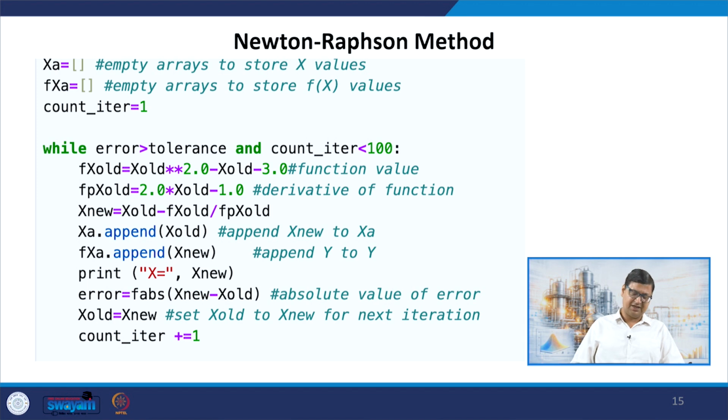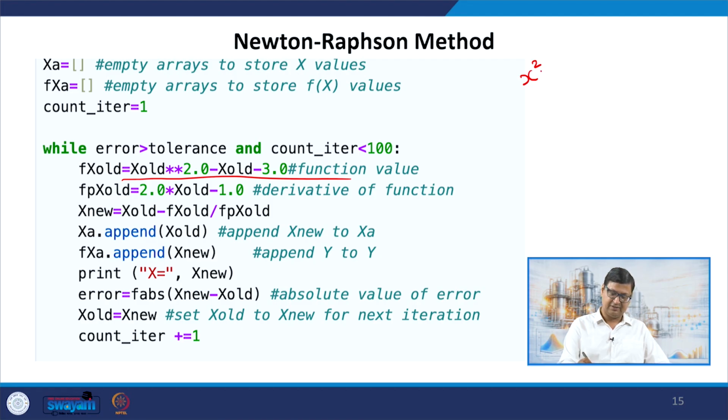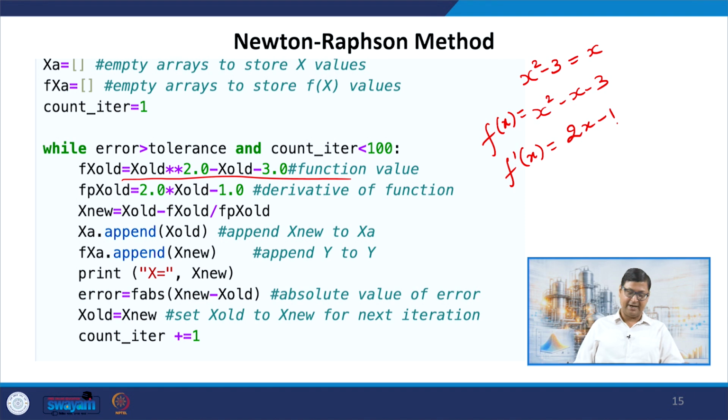I can also use the Newton Raphson method for this case, but now I need information regarding the derivatives, right? So we have now the function, and now I want the function written in the way of f of x. So we had the function as x square minus 3 is equal to x, but now I write it as x square minus x minus 3. This is my f of x, and f prime of x is equal to 2x minus 1, right? So I have defined the function value, I have defined the f prime value, right?